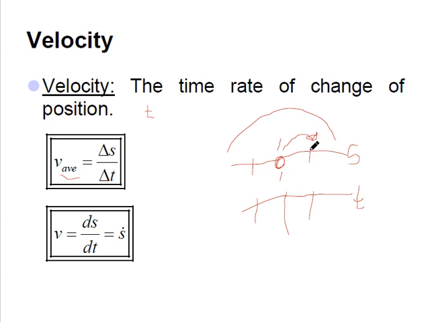So let's say it moves from here all the way to here. So that's the change in position. And of course, if we look at it, that change happened over about that much change in time. We don't call it change in time, we call it the time interval, meaning from that point to this point.